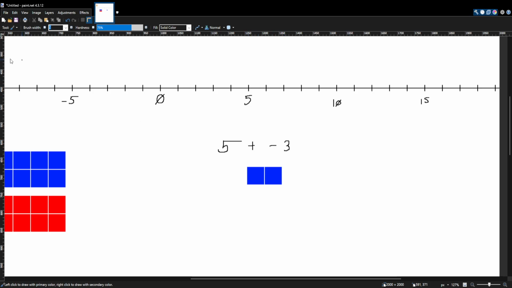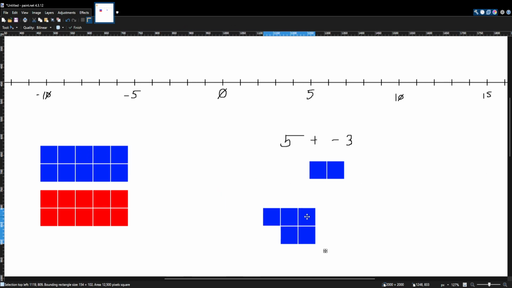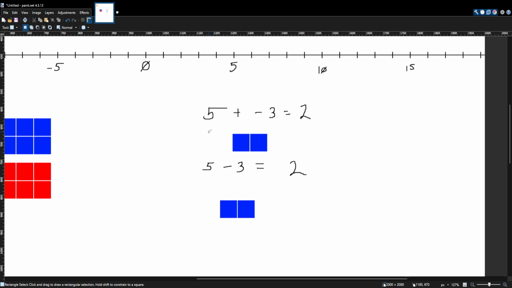Notice how this is very similar to how we would treat positive 5 and minus 3. If I take positive 5 and I want to subtract 3, the way we normally think about that is by grabbing these 3 and taking them away. After they're taken away, we're left with 2. So both of these problems give us 2. And so adding a negative value is the same as subtracting a positive value.